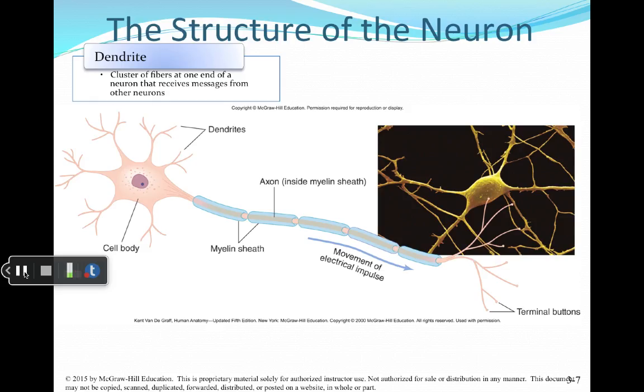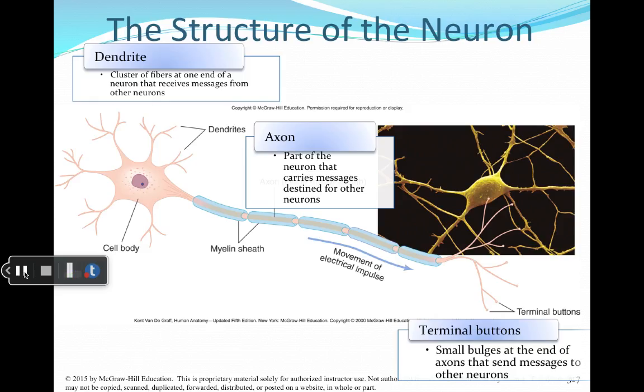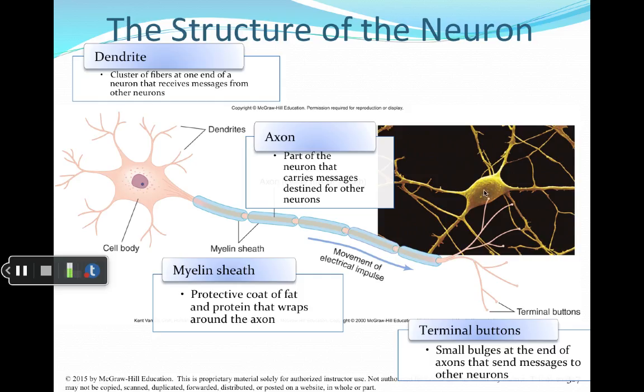So the structure of the neuron, as the video said, a dendrite is at the top of the neuron. It's a cluster of fibers at one end that receives information from other neurons. The axon is the tube. It's the part of the neuron that carries the message that's destined for other neurons. The terminal buttons are the small bulges at the end that send the message on to other neurons. And on the axon is the myelin sheath, which is a protective coat of fat and protein that wraps around the axon.